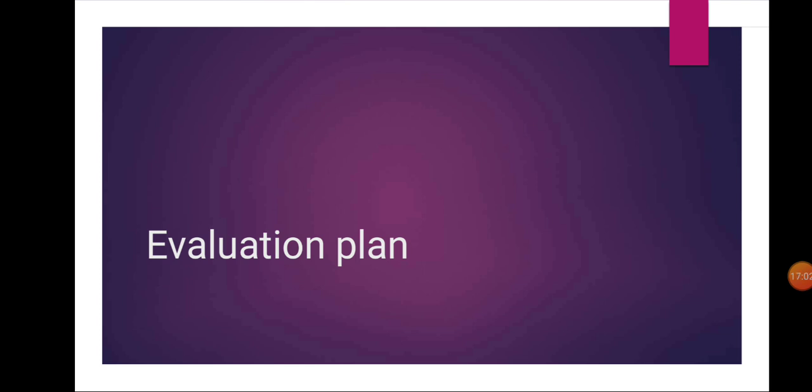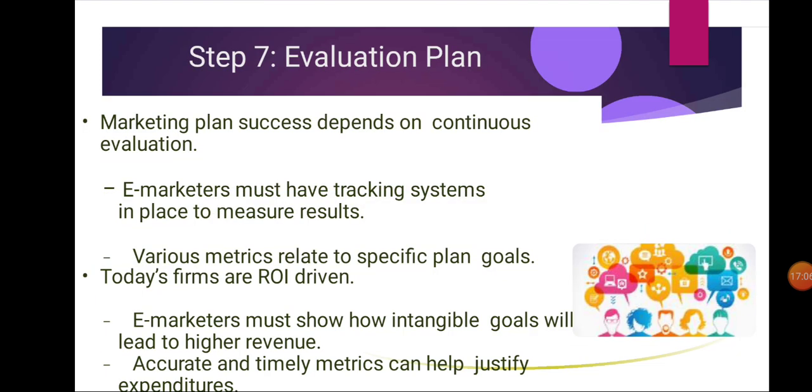Once we finish the budgeting part, next obviously comes the evaluation plan. Any plan is always evaluated with performance. We have already seen in the ESP model that the last P says performance metrics. We always evaluate the performance of a plan through certain metrics. Marketing plan success depends on continuous evaluation, obviously.